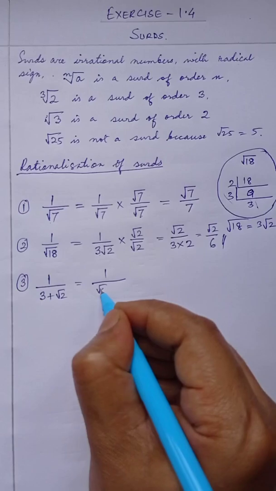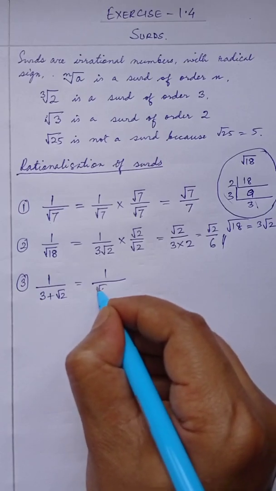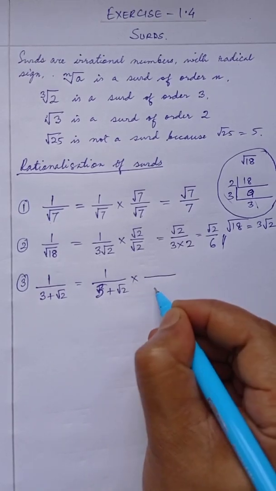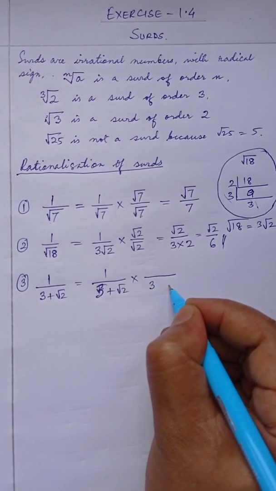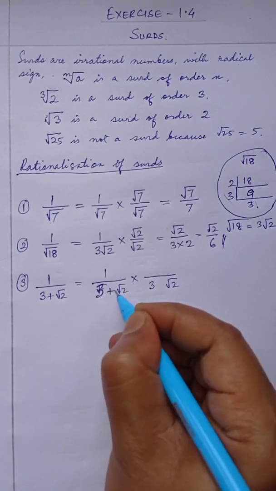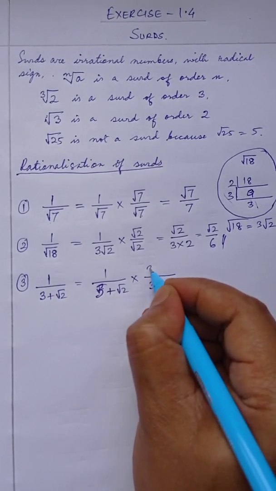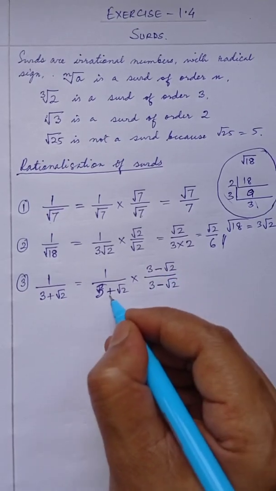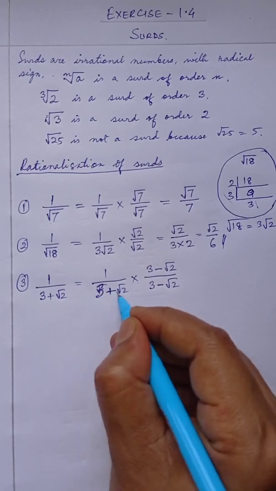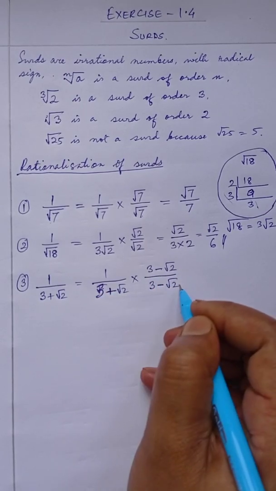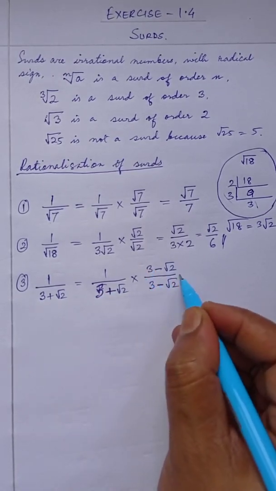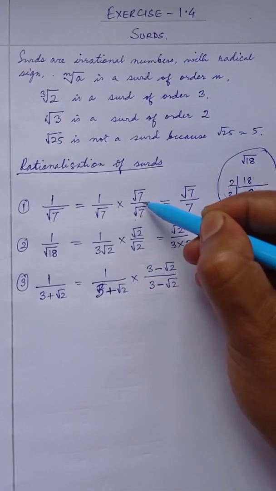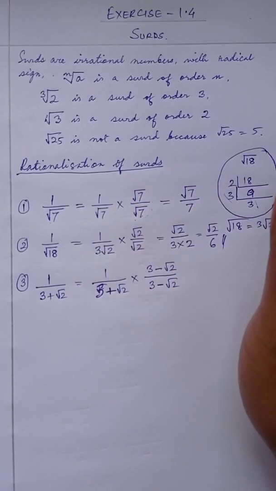1 by 3 plus root 2, and then multiply it by the opposite sign. As this is plus, for this type of thing we use the opposite sign. We will multiply and divide using the opposite sign of this one. Here it is 3 plus root 2, so it will be 3 minus root 2. Now these things are called the rationalizing factor. The number which removes the surd is called the rationalizing factor.